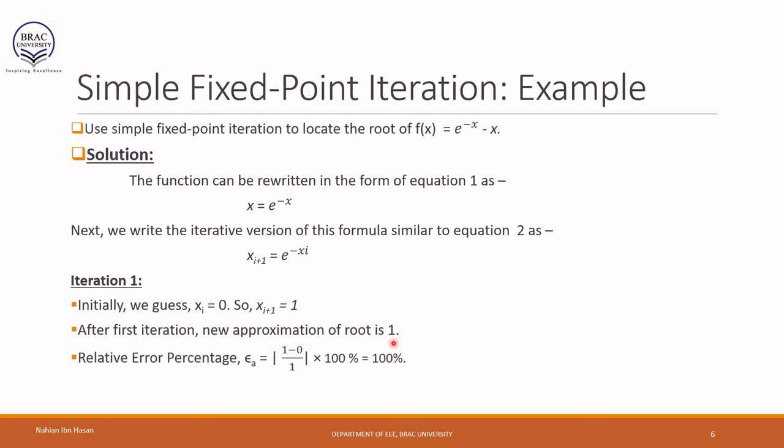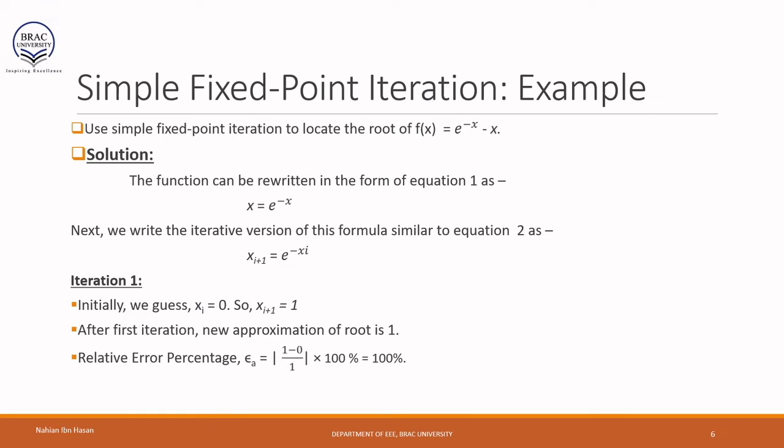Before diving into the later iterations, first we calculate the error. Since our initial value was 0 and our new approximate root is 1, which we calculated using this iterative formula, we can use the relative error percentage formula: new value minus previous value, divided by new value. That gives 1 minus 0 over 1, or 100%. So in the first iteration we got an error of 100%.